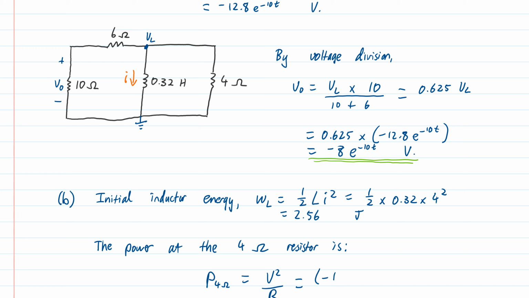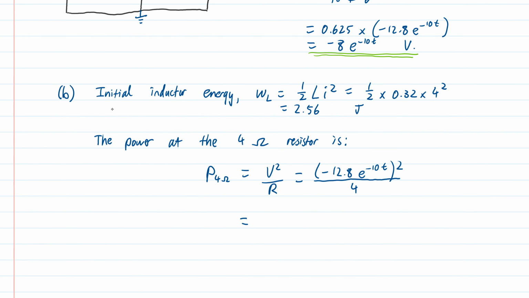That was negative 12.8 e to the minus 10t, all of that squared, divided by the resistance, which is 4 ohms. So let's calculate: 12.8 squared divided by 4 gives me a number at the front of 40.96, and then I have a square on that exponential, so that will be e to the minus 20t. When you square the exponential, you multiply those numbers together. So that's the power in that resistor as a function of time.